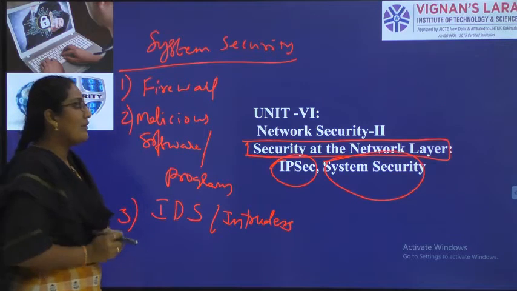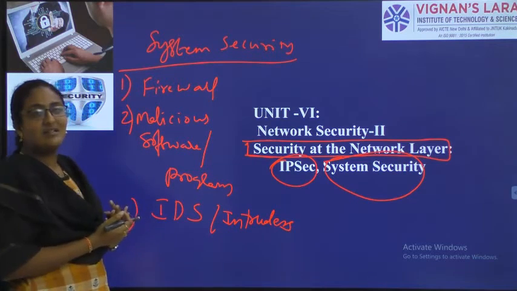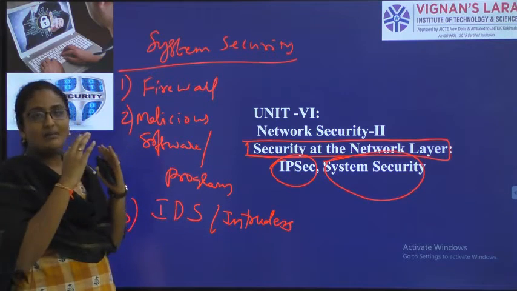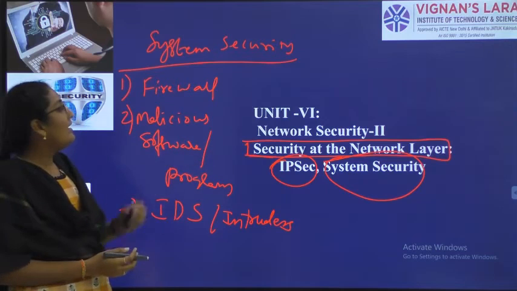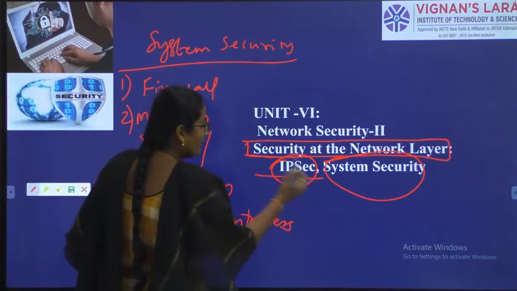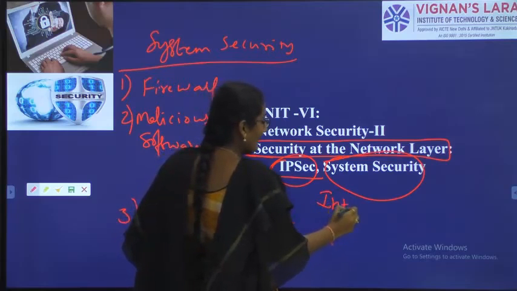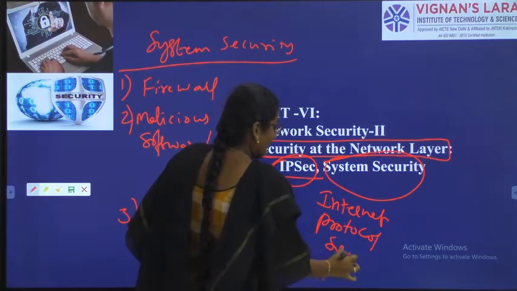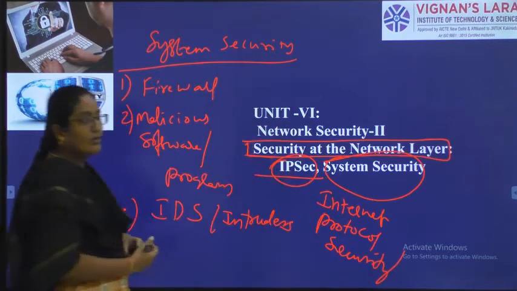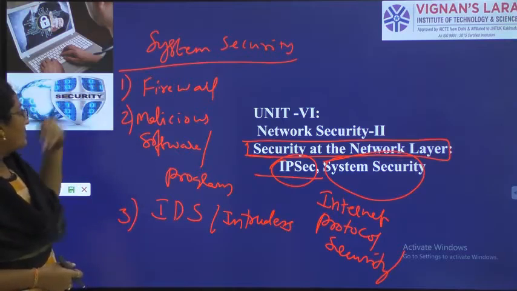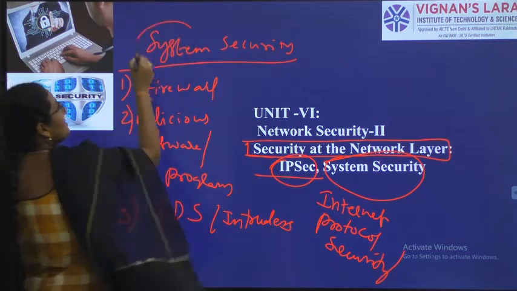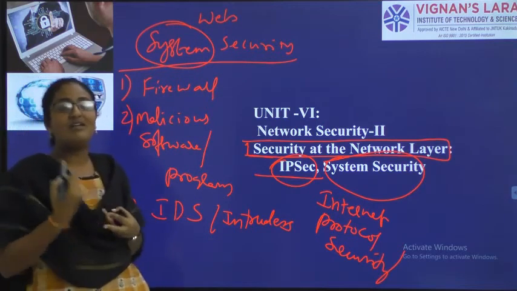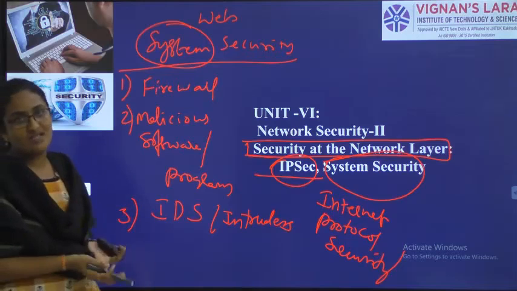So we are in unit 6 of cryptography and network security. Unit 6 is nothing but network security part 2. Obviously network security part 2 is nothing but providing security to the network layer. As a part of that we will discuss IP security, Internet Protocol Security, as topic 1, and next one is system security. This system security can also be called web security, internet security, or system security.